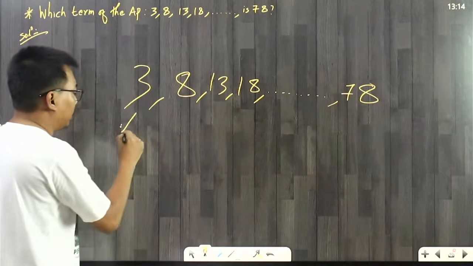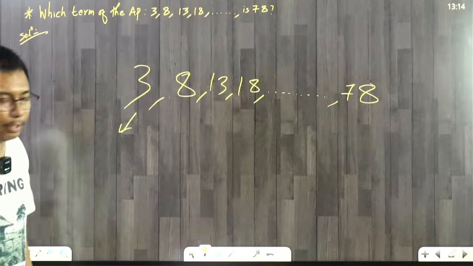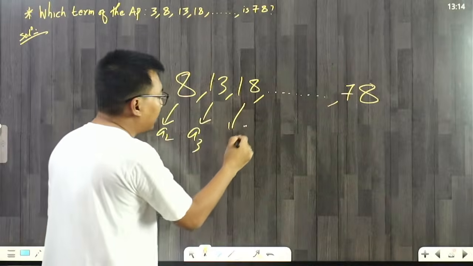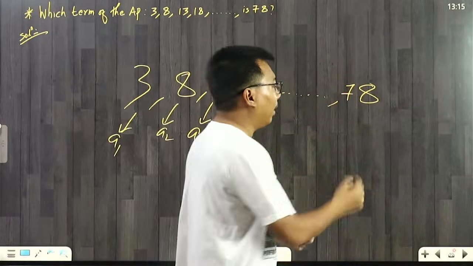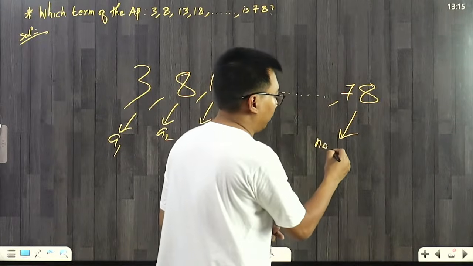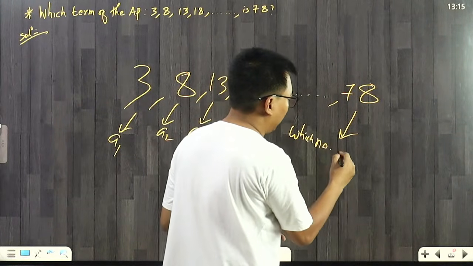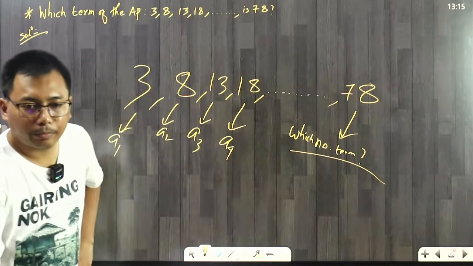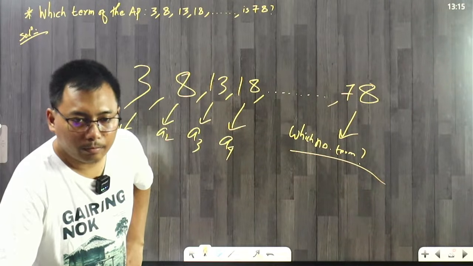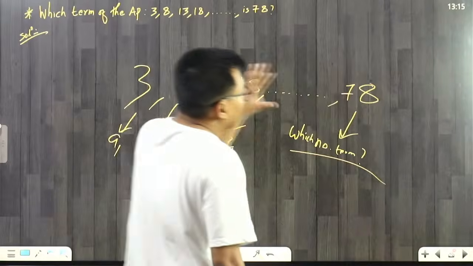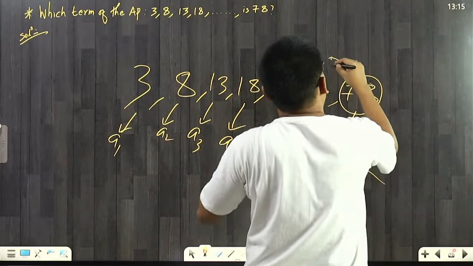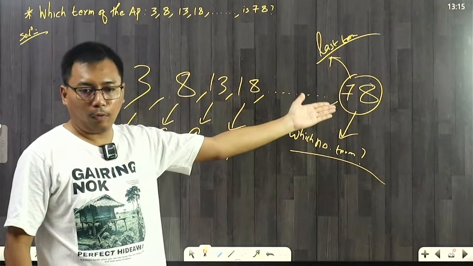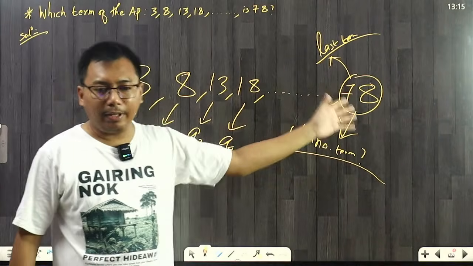For example, which term is 3? 3 is our first term, 8 is our second term, 13 is our third term, 18 is our fourth term. Now we have to find which number term 78 is. Clear? Now see, 78 is our last term here for this AP.